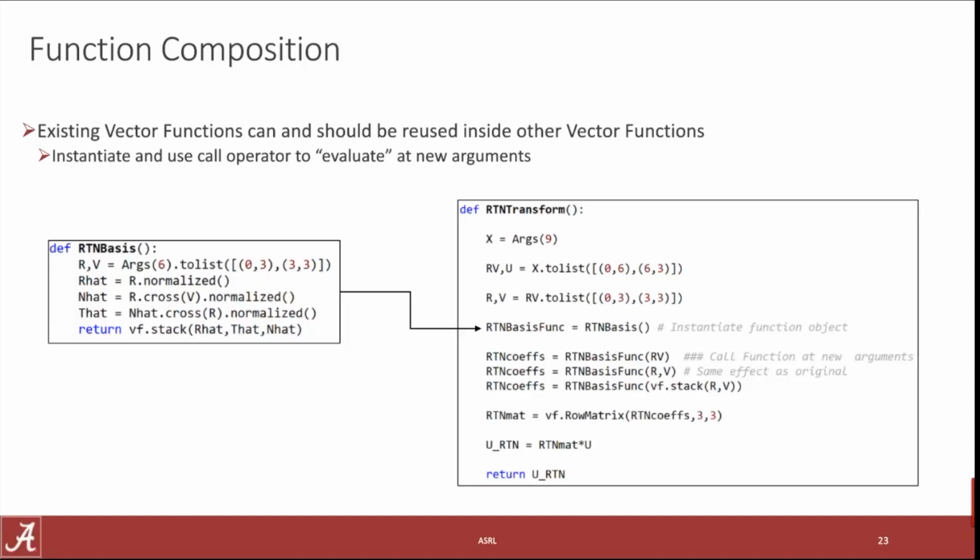to that standard we've all heard. If you're going to do something more than once, make a function out of it. You can do that with vector functions also. So we can have on the left this RTN basis function that we talked about, where it's a vector function that expects argument size 6, and then we allocate position and velocity from that argument size 6. We do all of our vector function operators to define the unit vectors of RTN frame. And then we're returning a size 9 stack of R hat, T hat, and N hat.